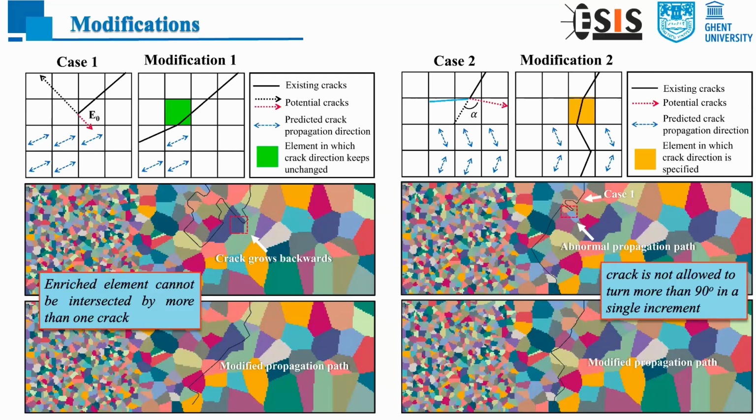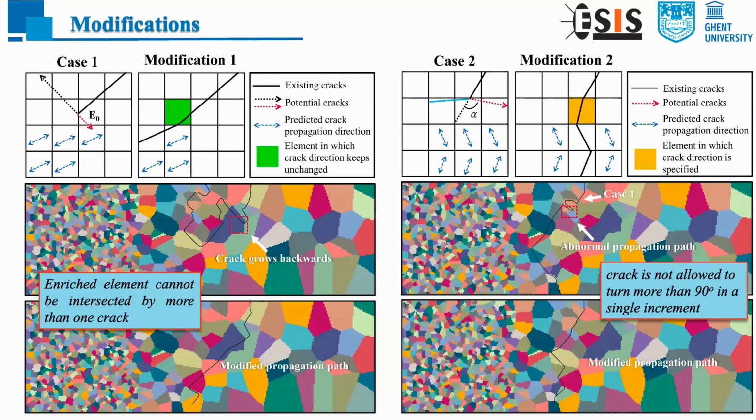So this modification only microscopically changes the path, in one or two elements, but from a macroscopic view, the propagation path is not changed. And the other situation is that the crack is not allowed to turn more than 90 degrees in a single increment.